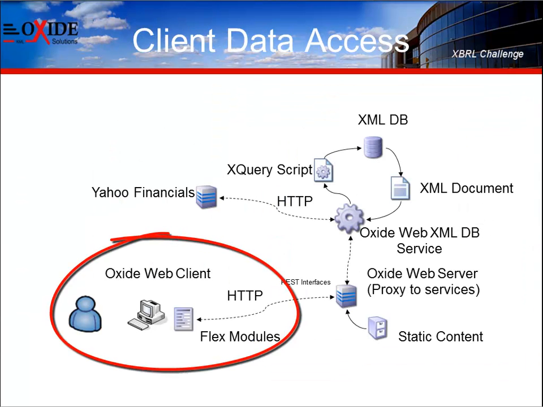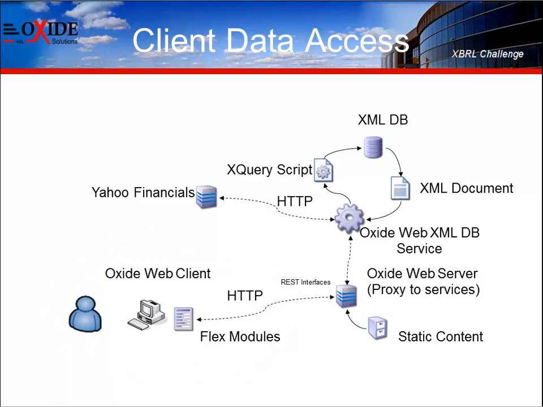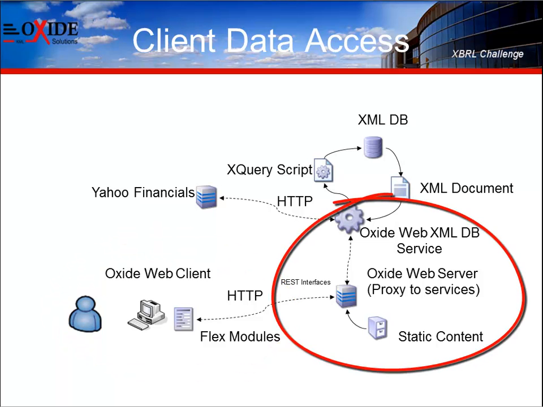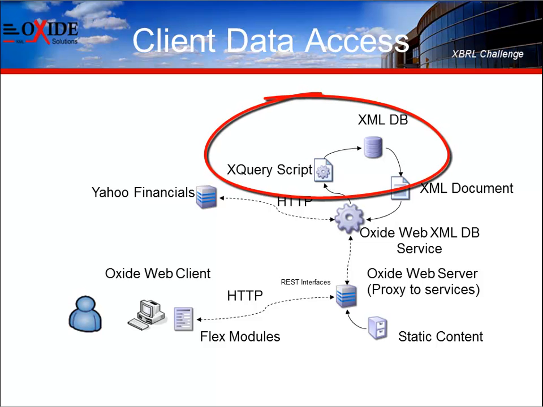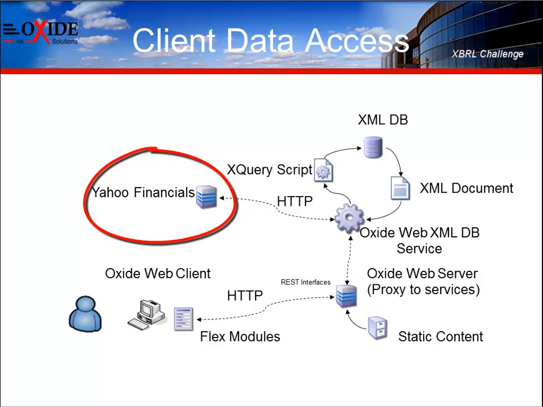The OXIDE client is a set of Adobe Flex modules plugged into a simple user interface framework. The modules access the web server through a REST interface, which in turn accesses one of the distributed services supporting the OXIDE Web. Depending on the desired data, an XQuery script is run against the XML database, or static content is returned from the web server file system. The OXIDE Web can also access third-party interfaces, delivering a seamless integration of data on the server side without the client being affected.